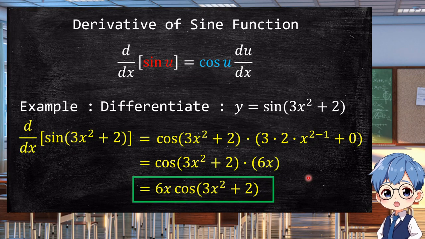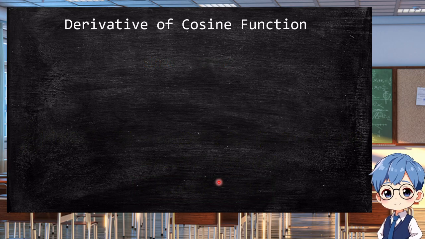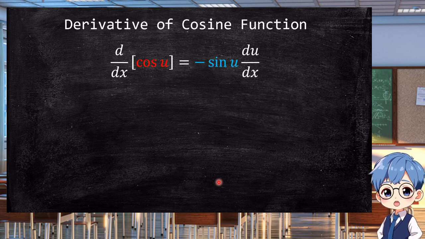Let's proceed to the next formula. We have the derivative of cosine function. So the derivative of cosine u is just negative sine u times the derivative of u with respect to x. Notice the negative sign here. This makes sense if you look at the graphs. The cosine slope flips compared to sine.